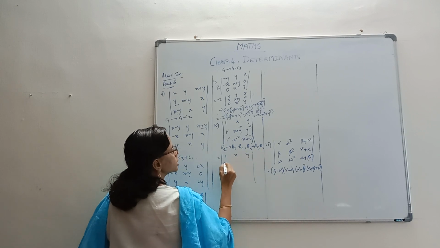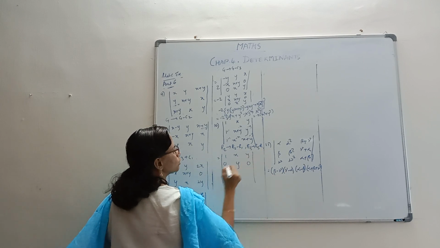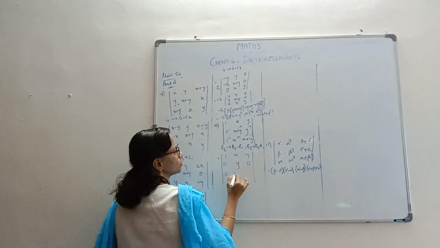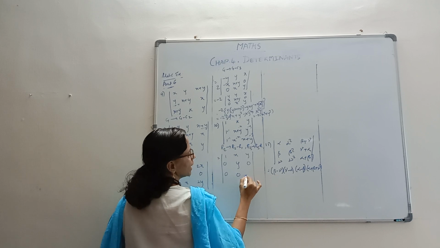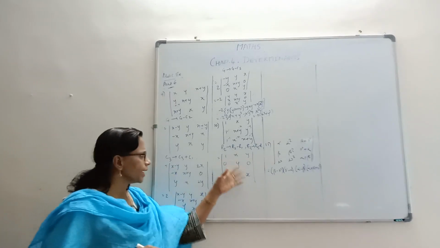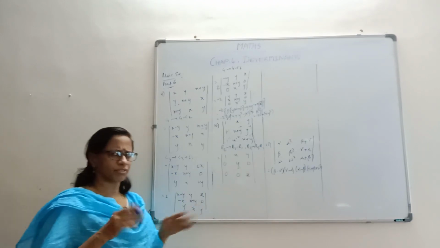1, x, y, 0, y, 0. And 1, we have always this convenience. So this is 0, 0, x. And this is fair enough. We don't have to do anything much. Why? Because the n number of zeros is there, 1 is there. That's enough. We can expand.